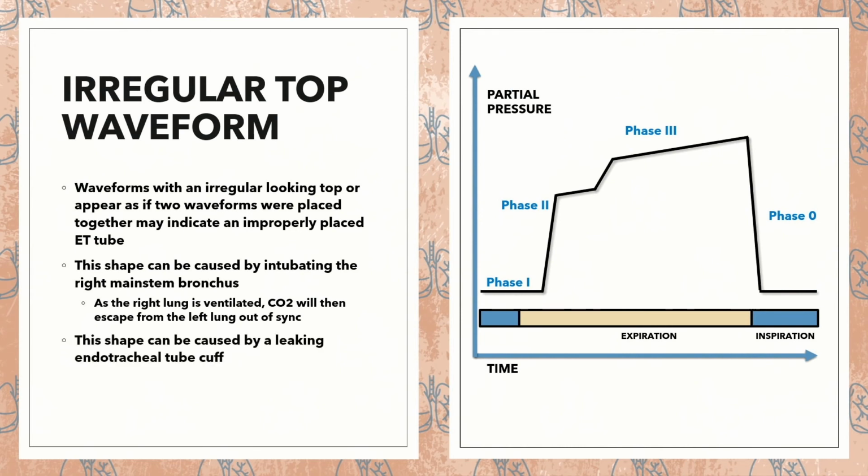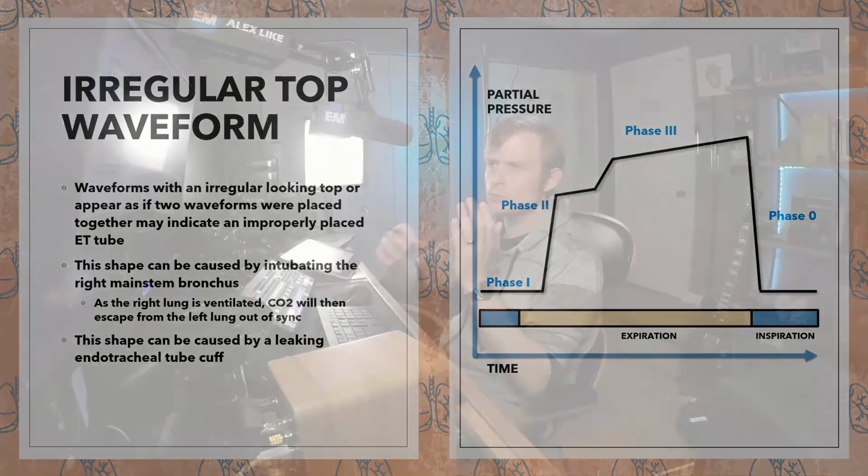You can also get this same shape from a leaking endotracheal tube cuff. So make sure that your ET tube cuffs are filled appropriately. Check the pressure of them. Make sure that it's filled at all. I've seen that happen where you've intubated the patient and they've forgotten to inflate the cuff. So please make sure, check all your equipment before you do this. Make sure your cuff isn't leaking to begin with. Make sure you inflate it after the fact, and make sure you intubate to the right depth.